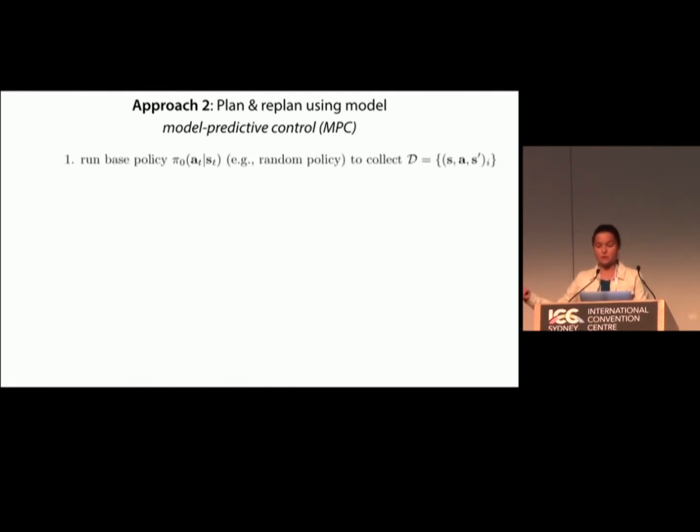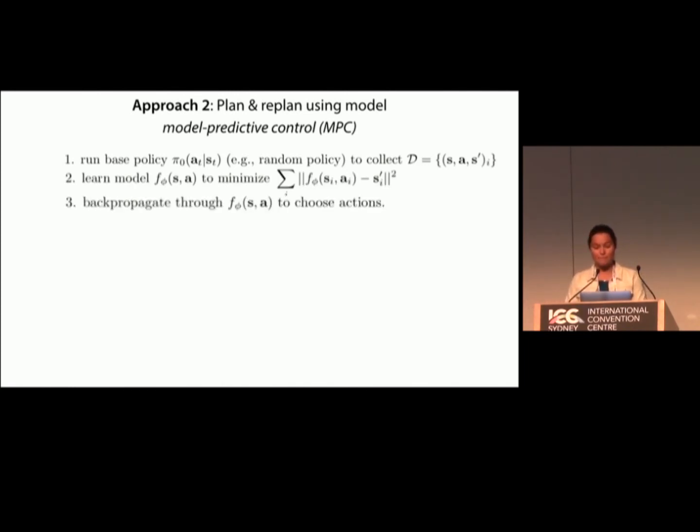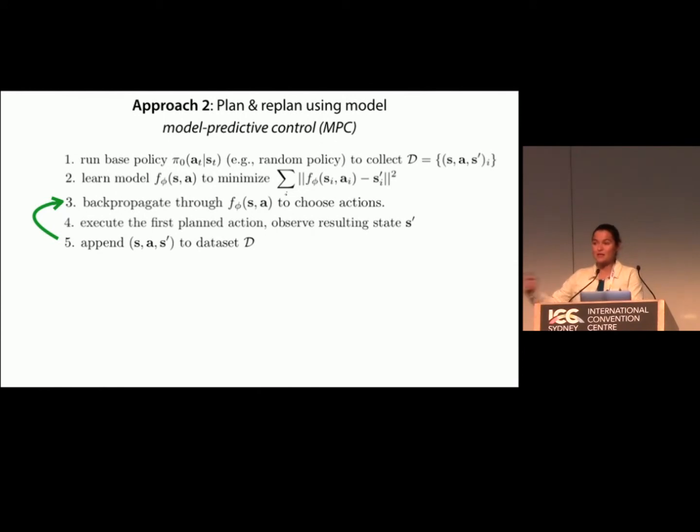So the way that this works is we first run our base policy to collect a data set, learn a model to minimize the modeling error, backpropagate through our model to choose a sequence of actions that we want to take in the future, then execute the first planned action, observe the resulting state, and of course append what we saw to the data set. And then at the next time step, again, backpropagate to choose the next sequence of actions that we want to take. And including this loop here allows the method to fix mistakes that it may have made.